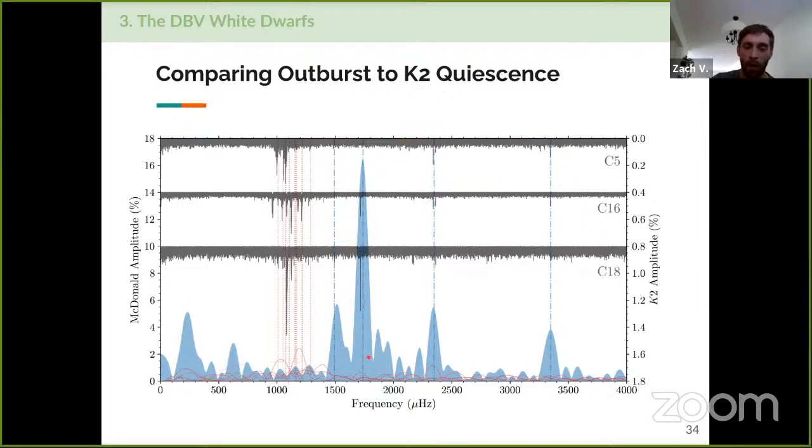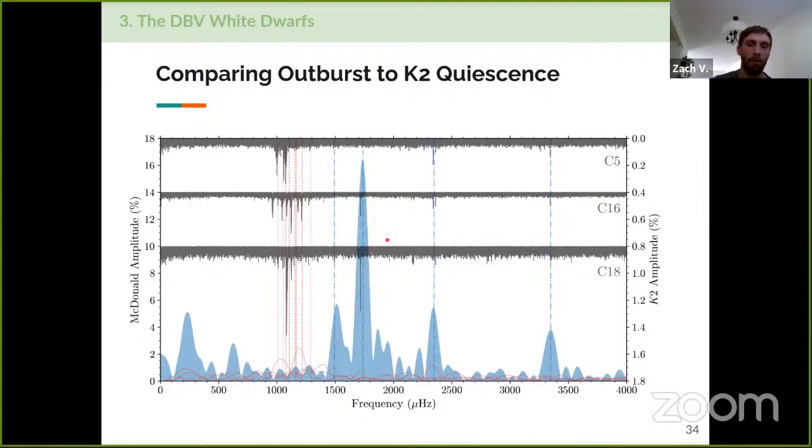On the bottom are all the ground-based data periodograms, where the red lines indicate data taken out of outbursts, so in quiescence, and the blue shaded periodogram is from the one night that was during the outburst event. And what's really striking about it is that in quiescence, all of the observed pulsation power from the ground lines up with the low frequency power observed by Kepler, but during the outburst, the power shifts dramatically to higher frequencies.